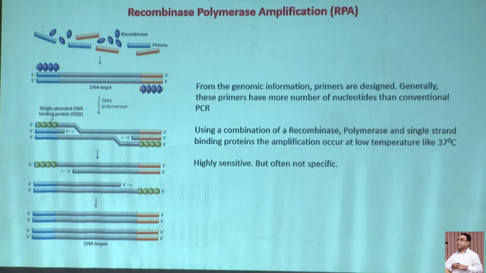But one major problem for this technique is that as the amplification happens at such a low temperature, if there are only a few mismatches of the primers, they are tolerated, because at a low temperature, a few nucleotides not matching will still give you a false positive. Okay, so that is a disadvantage, and that disadvantage can be overcome by other techniques which I'll tell you about. So this is a recombinase polymerase amplification based technique.